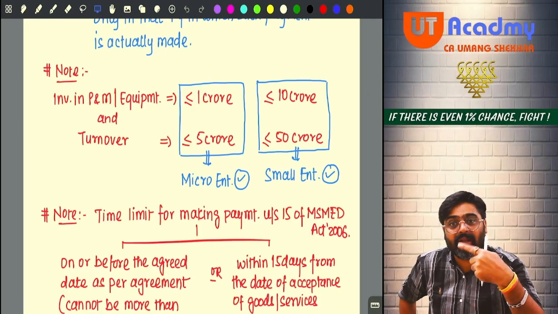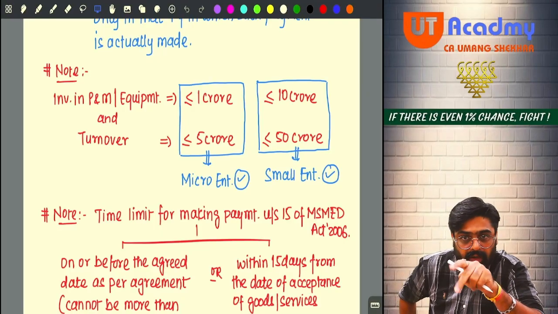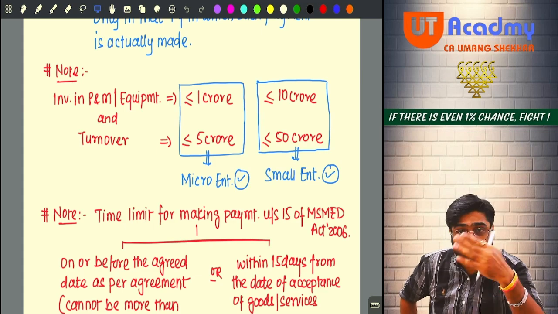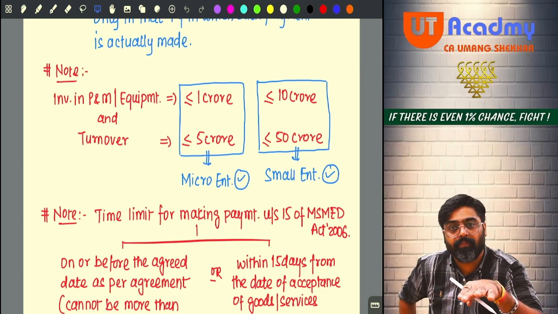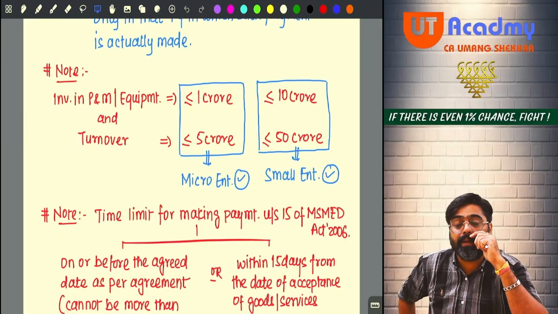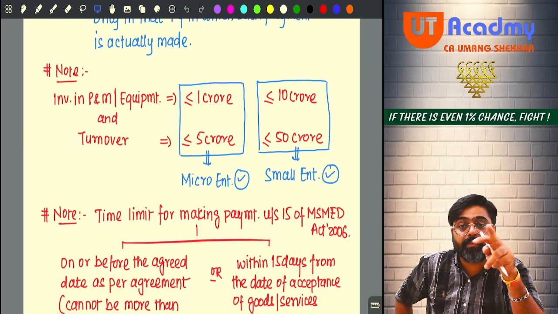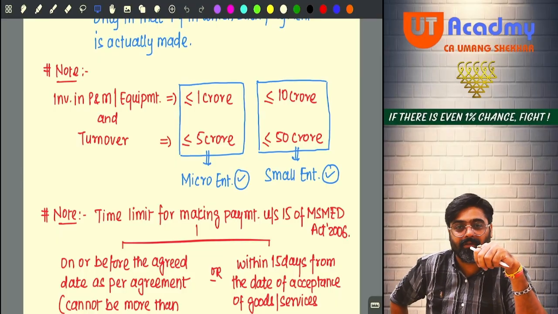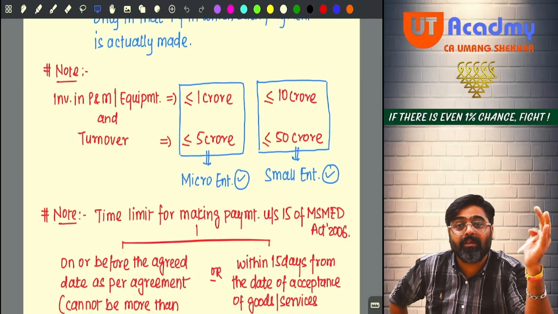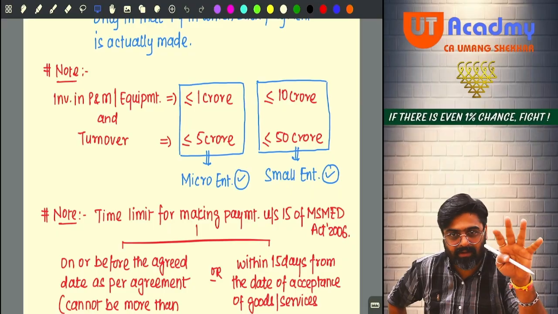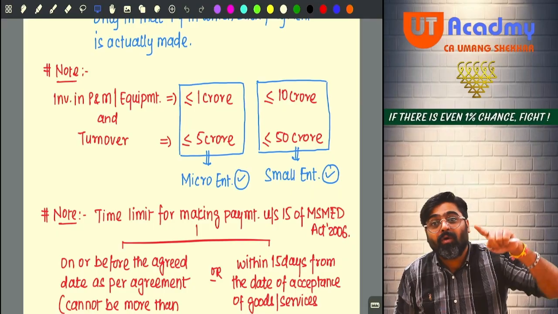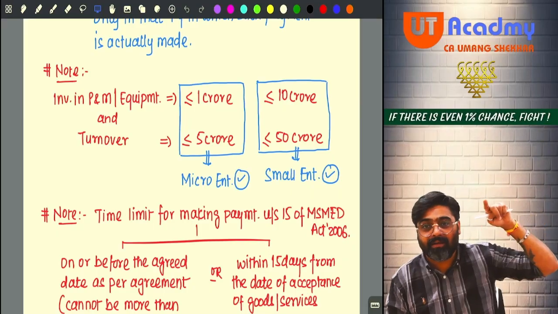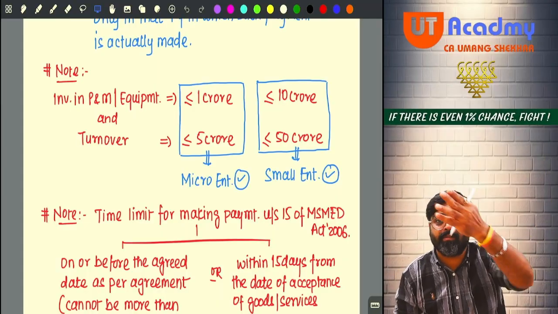And that is ultimately hampering these types of enterprises. On top of that, these enterprises are not growing either. Their survival is in trouble. Plus, what is the use of making that law, the MSMED law, for their benefit?